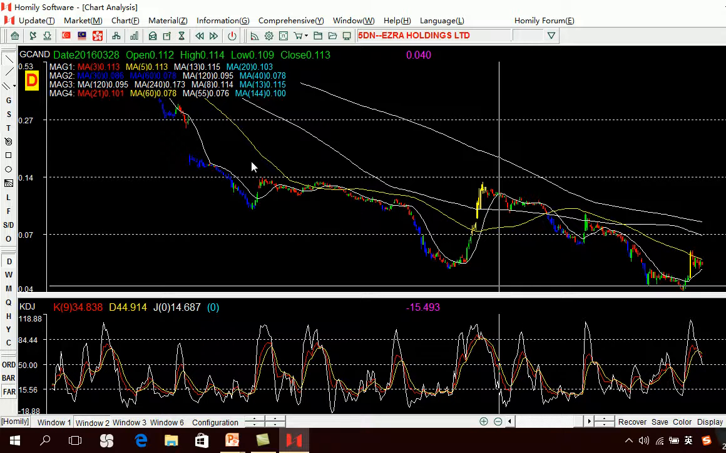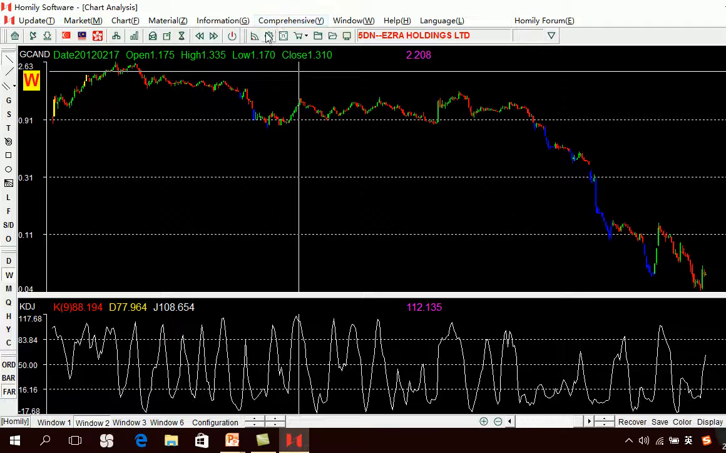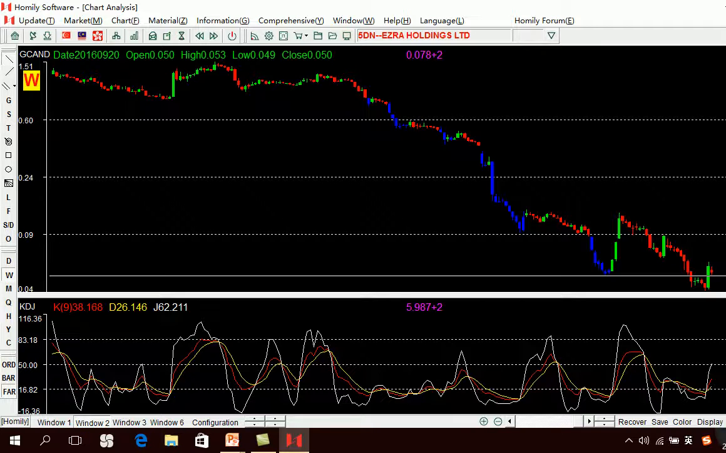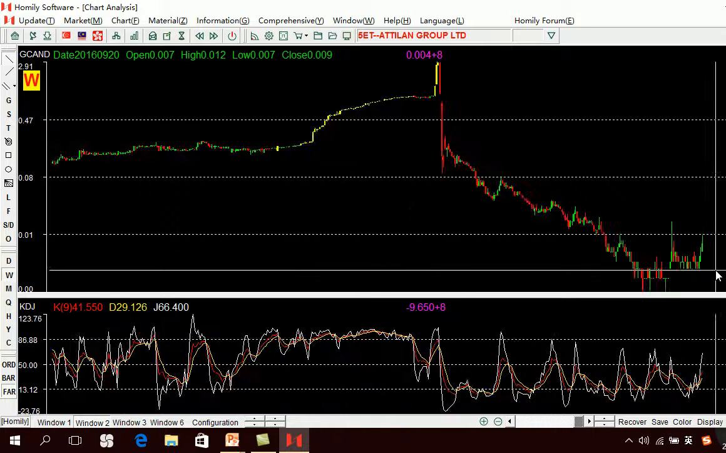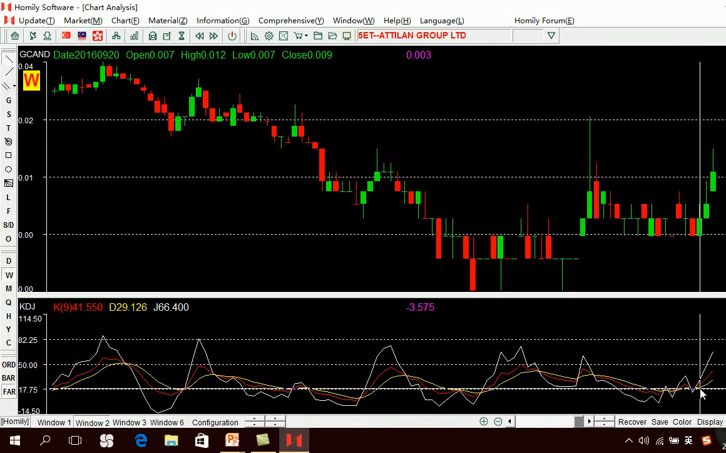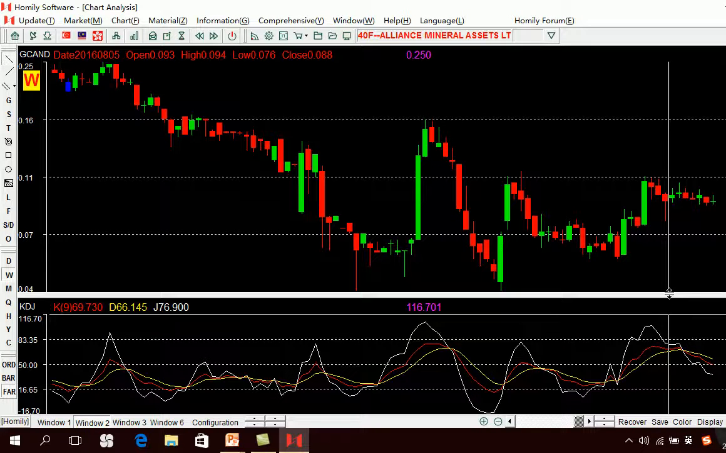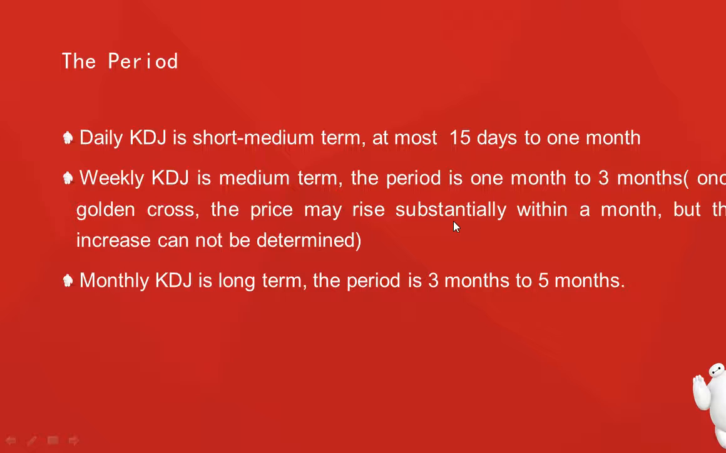Then let's see, this is the daily KDJ, okay? Then we can see the weekly. This is the weekly KDJ, okay? If you see the weekly KDJ upward cross, maybe you have a good opportunity to make some profit. Okay, so we can see this one. This is the weekly chart, upward cross, you can buy again. Okay, then maybe you can keep for almost 1 month to 3 months. Okay, so this is the period of monthly, daily, and weekly KDJ, and you should know how many days you can keep or trade. Okay, so let's see the next one.